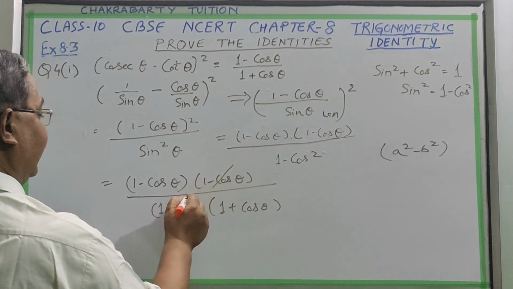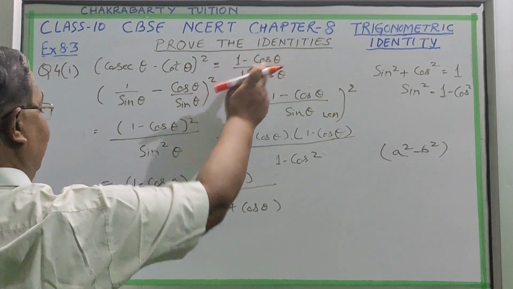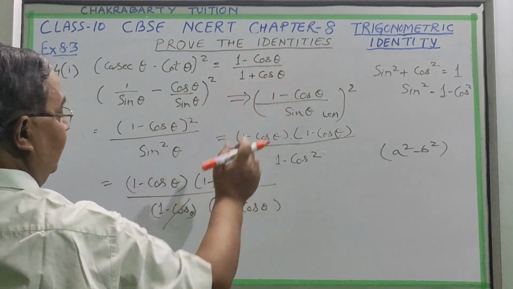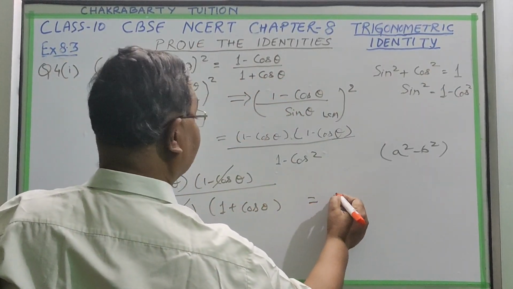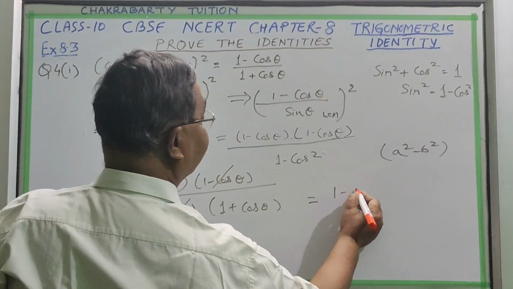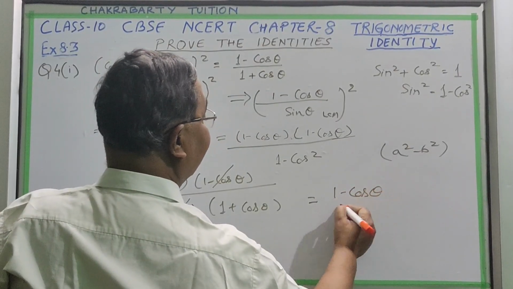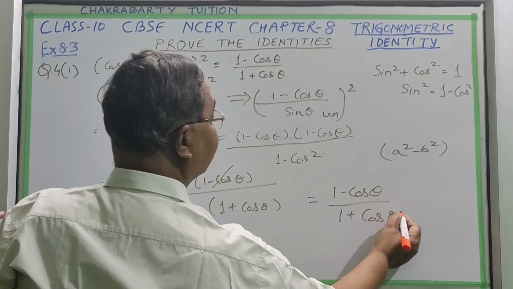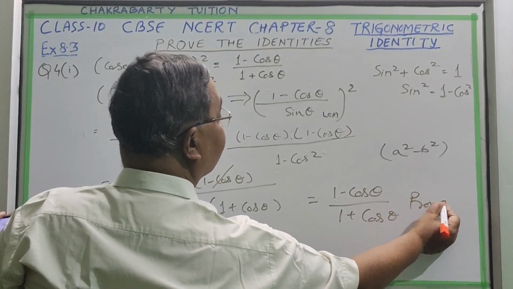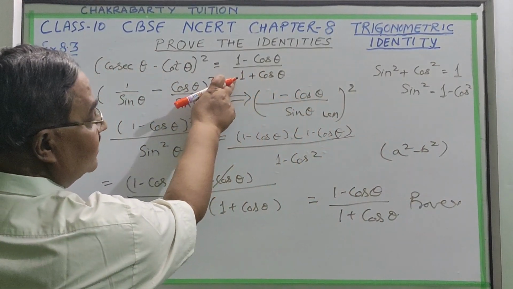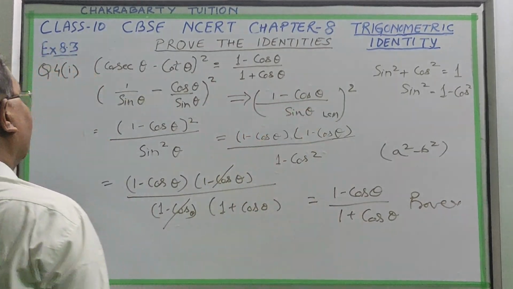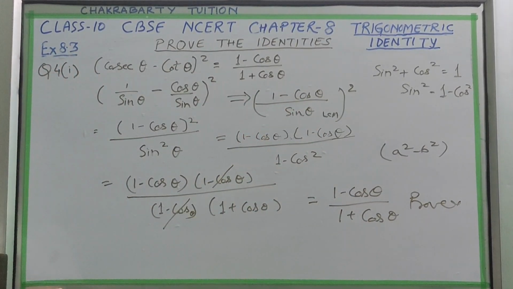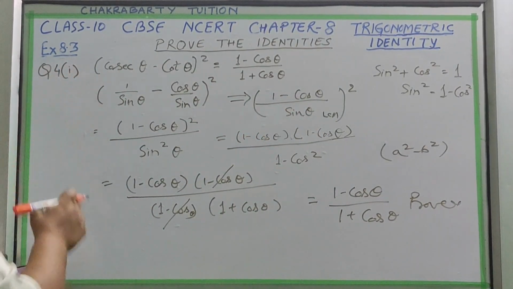So now we can cancel. What will remain? 1 minus cos theta will remain on the upper side, and 1 plus cos theta on the lower side. So you have proved it. Now we will go to question number 4 and sub question 2.